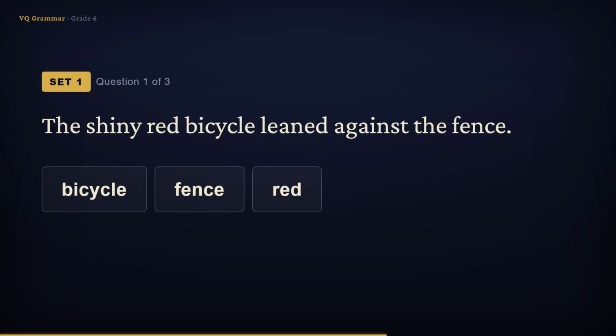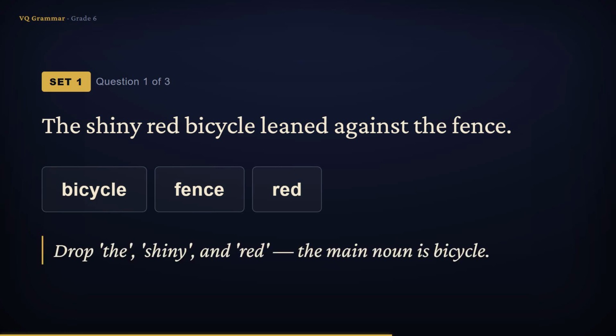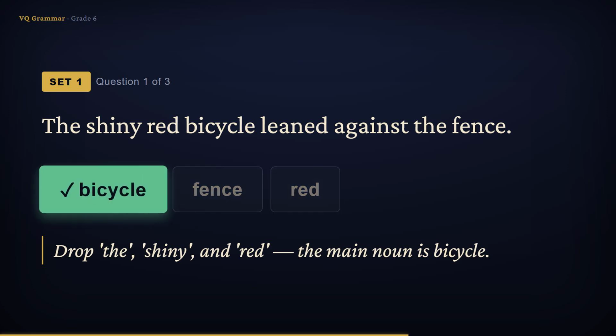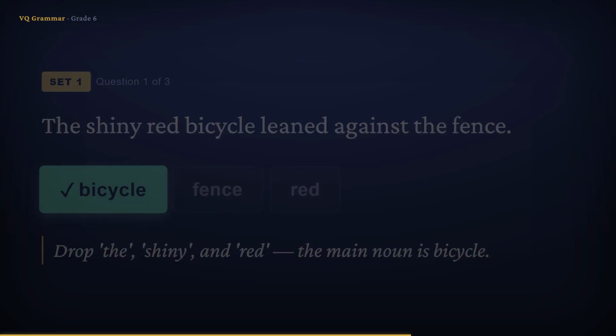The shiny red bicycle leaned against the fence. Strip away the, shiny, and red, since those just describe it. The one main noun the sentence is about is the bicycle. Fence sits over in the predicate. So the answer is bicycle.